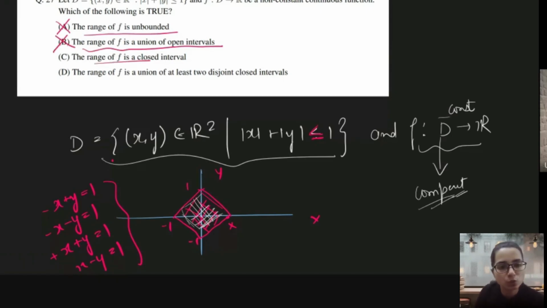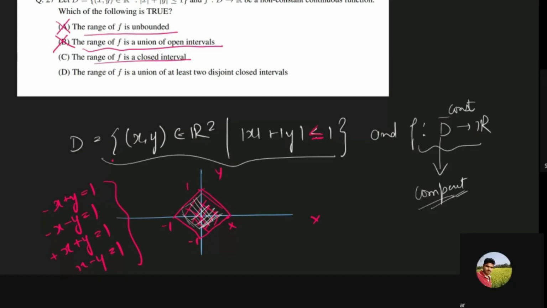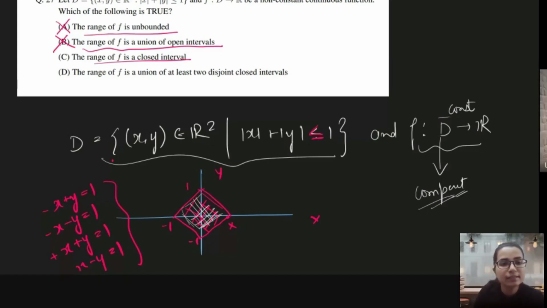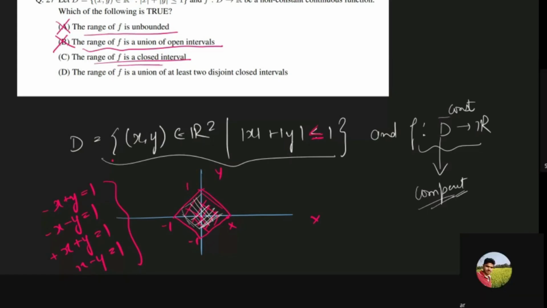The range of f is a closed interval. This seems correct, but let's read the 4th option. The range of f is a union of at least 2 disjoint closed intervals. Okay, so the domain is also connected. Yes, exactly. The domain is also connected, so a connected domain goes to a connected set.